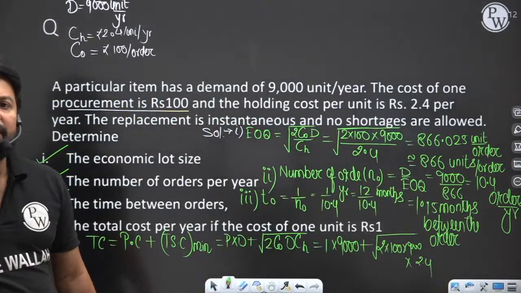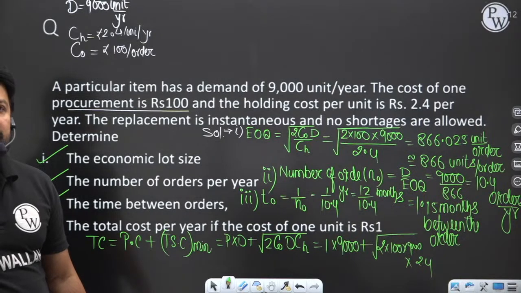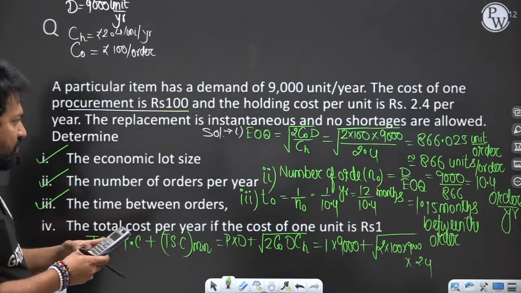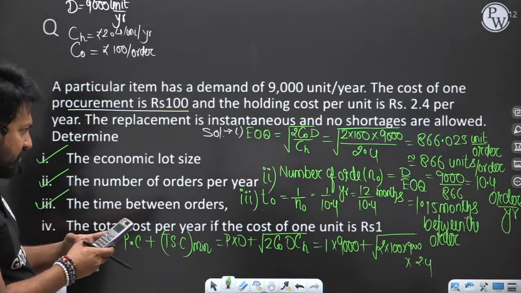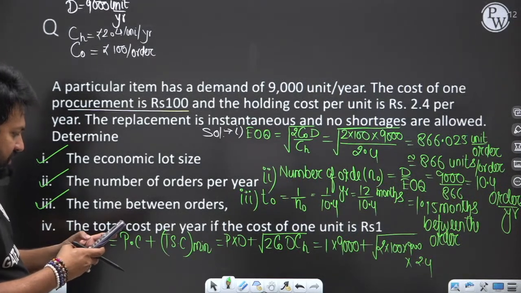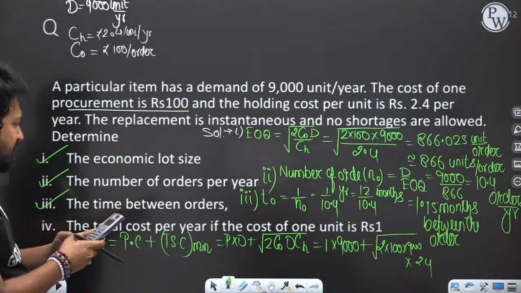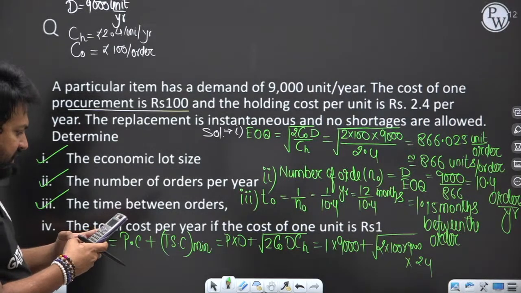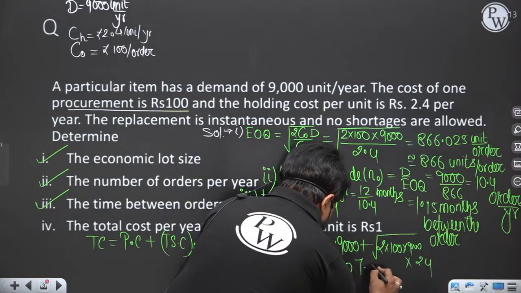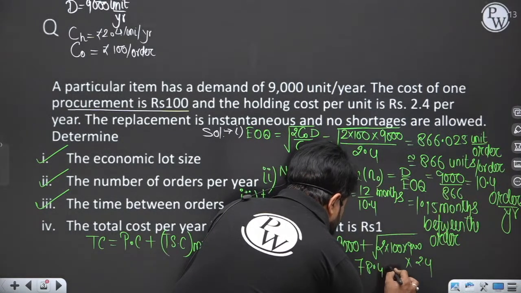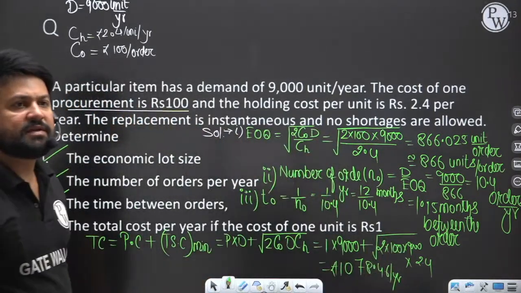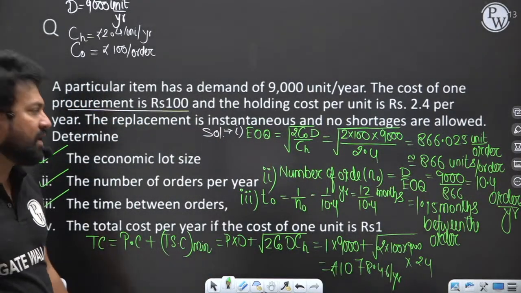So how much will it be? Root of 2 into 100 into 9,000 into 2.4, so the answer plus 9,000 will become 11,078.46 rupees per year. That will be the total cost.